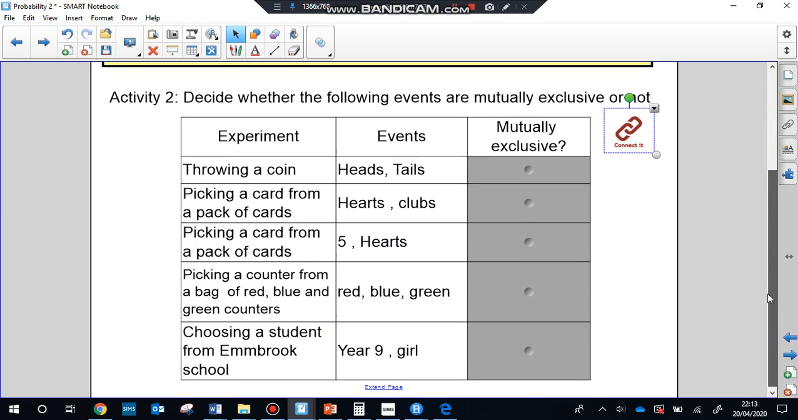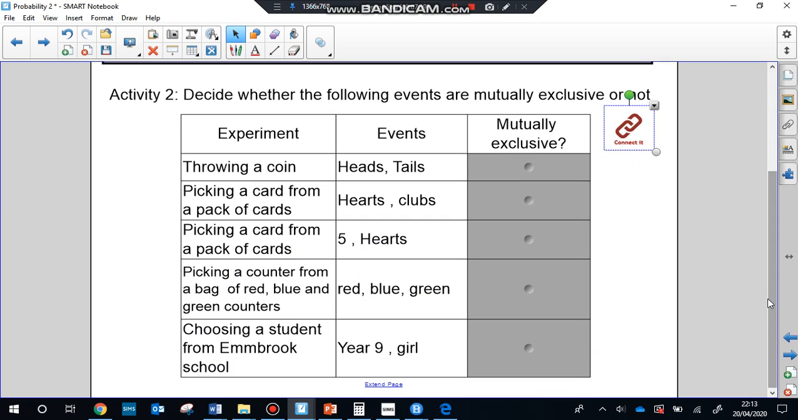Activity 2 is similar again. We've got another table that you will need to copy into your books, and then you need to fill in the last column. So pause and get that copied in. Okay, hopefully you've filled in that last column. If you haven't, just pause, because I'm going to go through the answers.